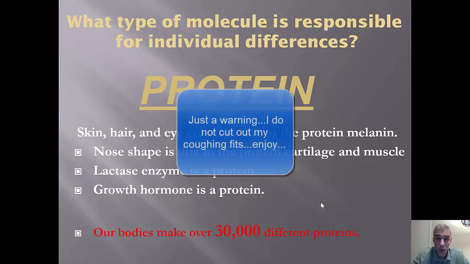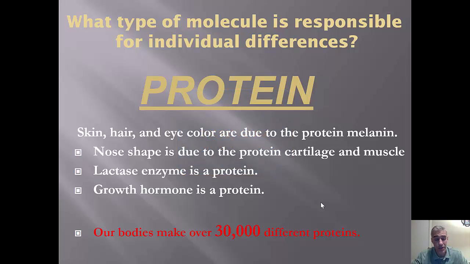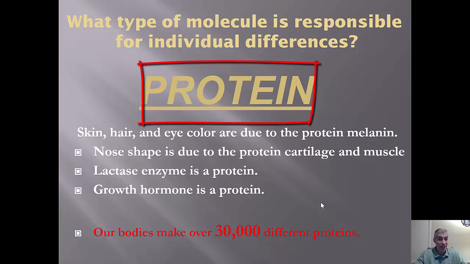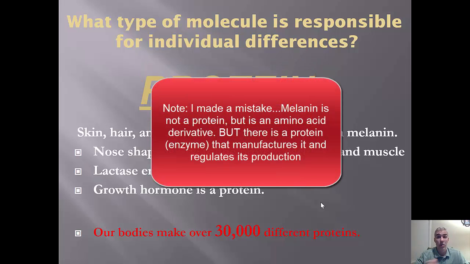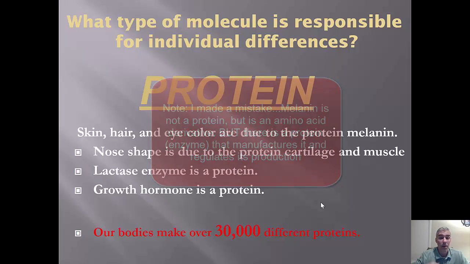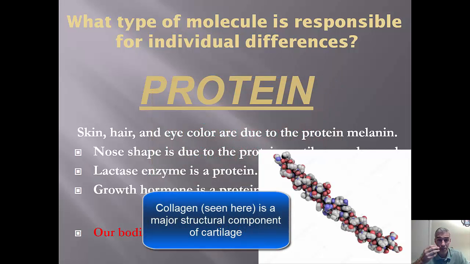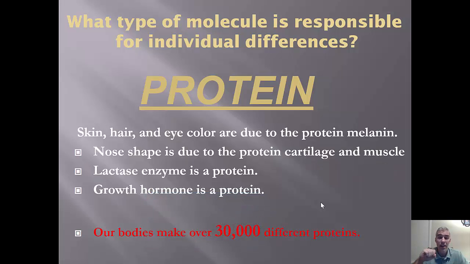So what type of molecule is responsible for differences? Now, you may be tempted to say DNA. That is the underpinning blueprint for it. But when we talk about what actually physically causes your differences, that's proteins. Proteins, as I said, pretty much do everything within the cell. What causes skin tone to be a different color? The protein melanin. What causes the nose shape that you have? It's due to cartilage and muscles within your face that pull your nose in a specific way.